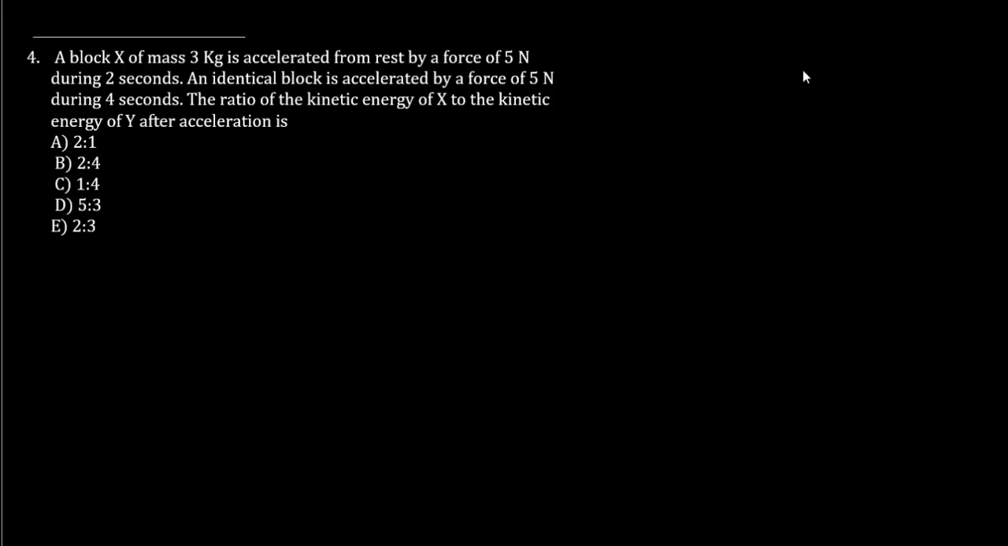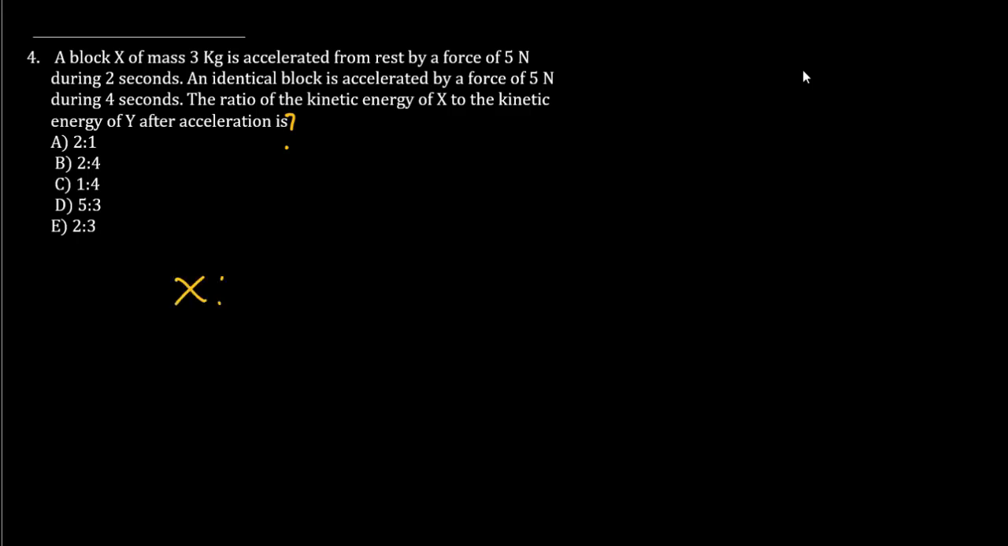So question number 4. A block X of mass 30 kg is accelerated from rest by a force of 5 Newton during 2 seconds. An identical block is accelerated by a force of 5 Newton during 4 seconds. The ratio of the kinetic energy of X to the kinetic energy of Y after acceleration is dash. So for block X, we are going to calculate their respective energies separately.